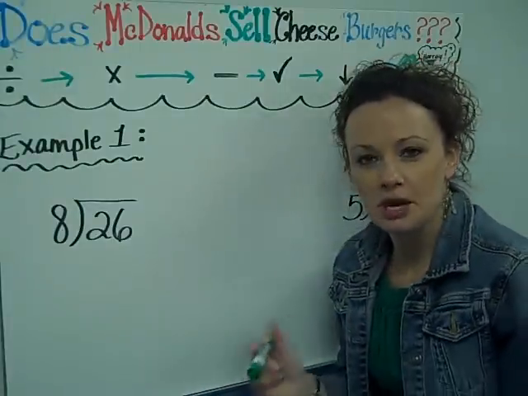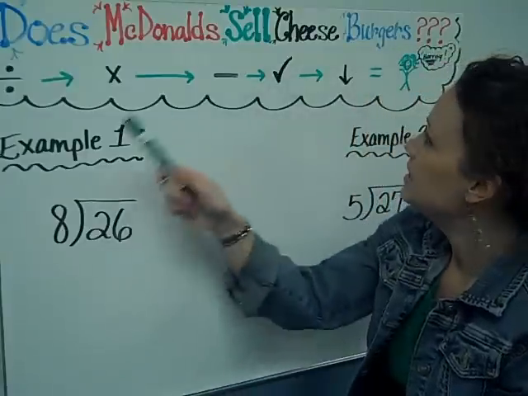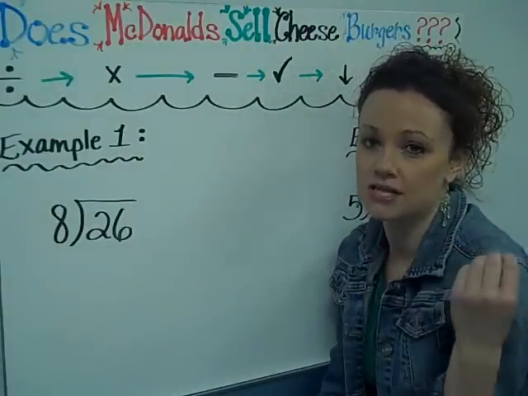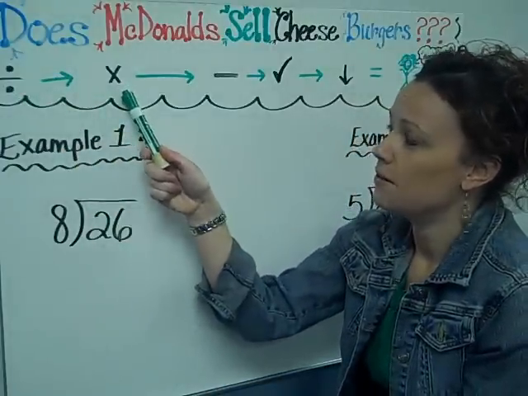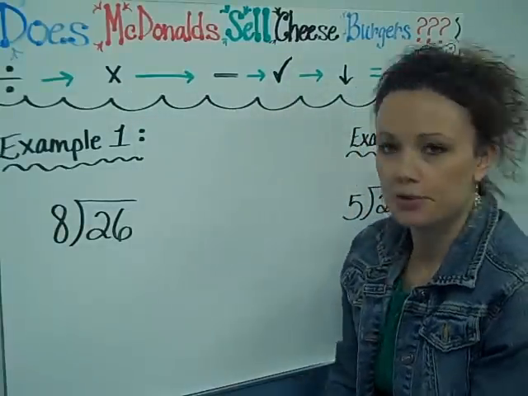All right, now we're going to jump right in with a quick review of our steps for long division. Does McDonald's sell cheeseburgers? This should always be up on top of your homework sheet as a reminder of the steps that you need to take. The D stands for division. Then we move to multiplication, subtraction, check, and bring down.